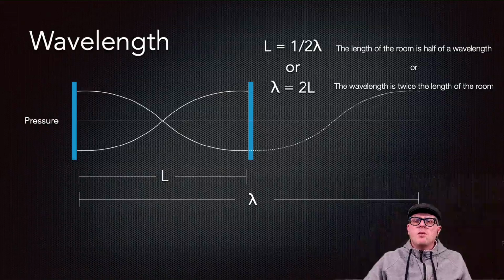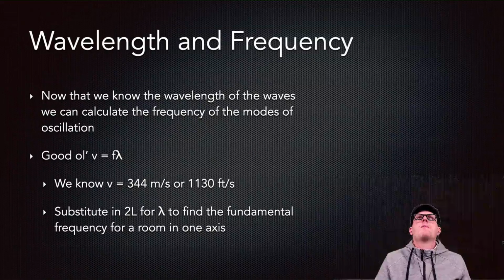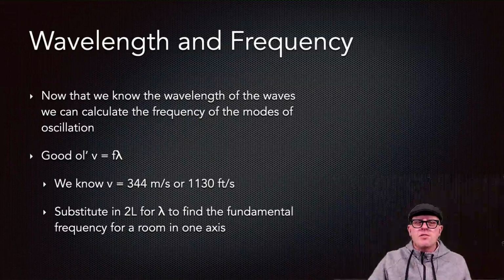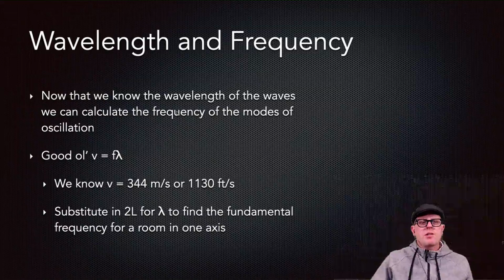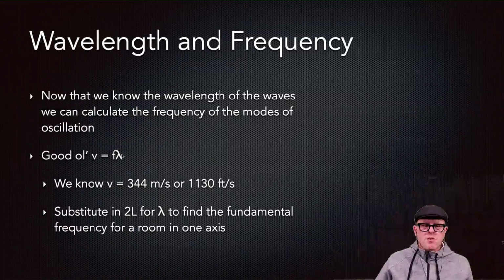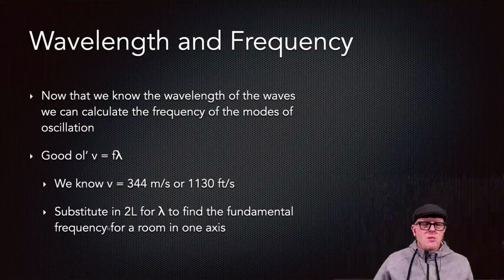Okay, so I'm going to go back and do this again. I want to reiterate this stuff. Now that we know the wavelength of the waves, we can calculate the frequency of the modes of oscillation. Good old V equals F times lambda, speed of sound 344 meters per second. Now all we've got to do is substitute.